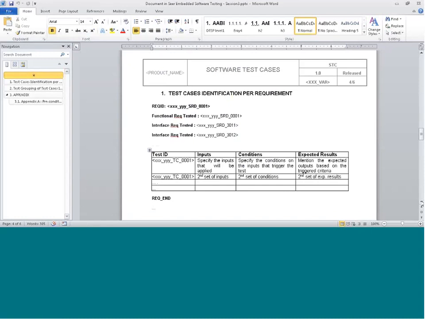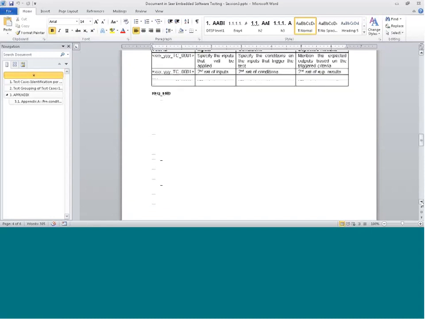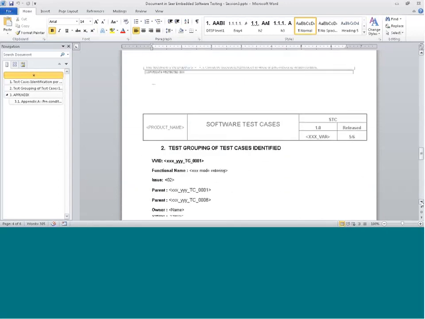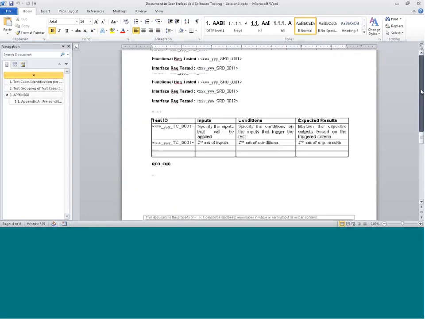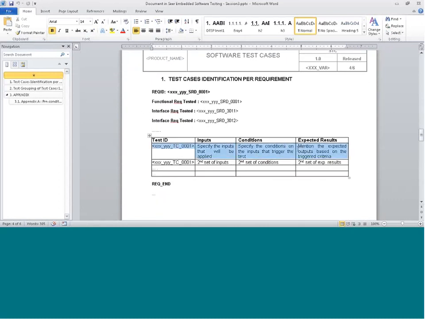So, test case identification for each of the requirements, that is the first section. The next section is about test grouping. That means whatever we have identified here, each one is a test case. Test case 1, 2, 3, up to n. There could be multiple requirements, and each requirement could have multiple test cases.